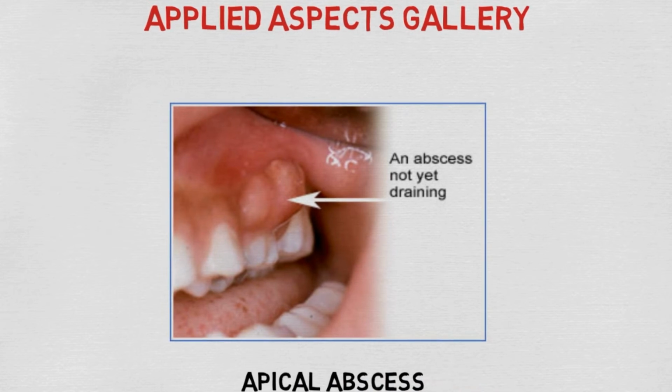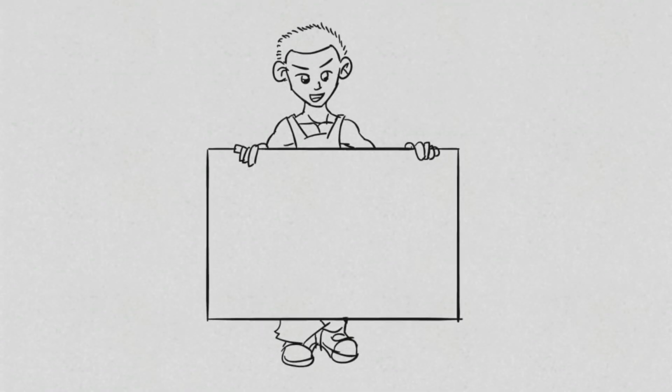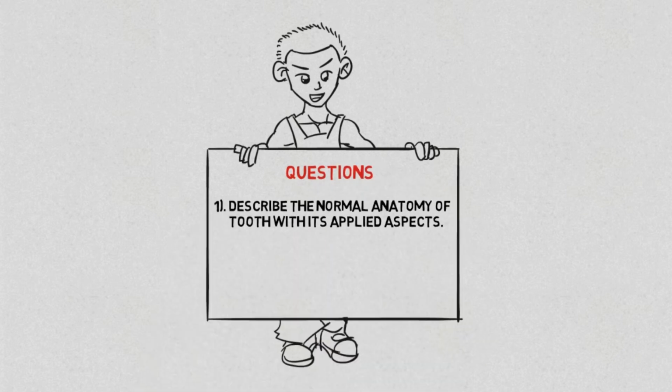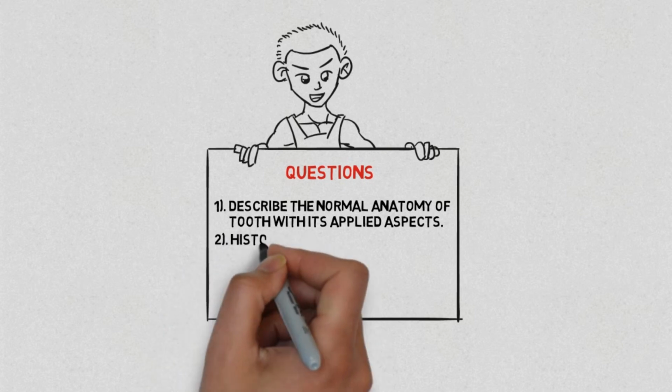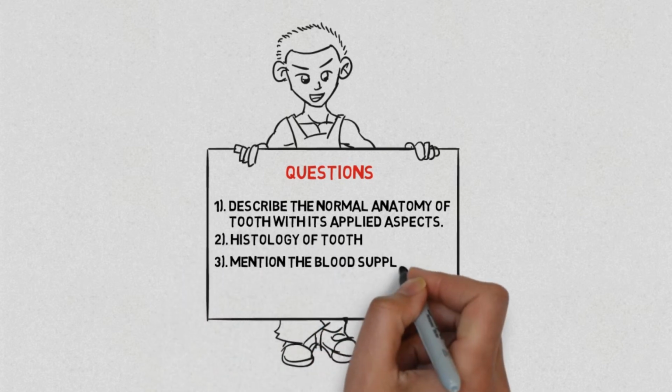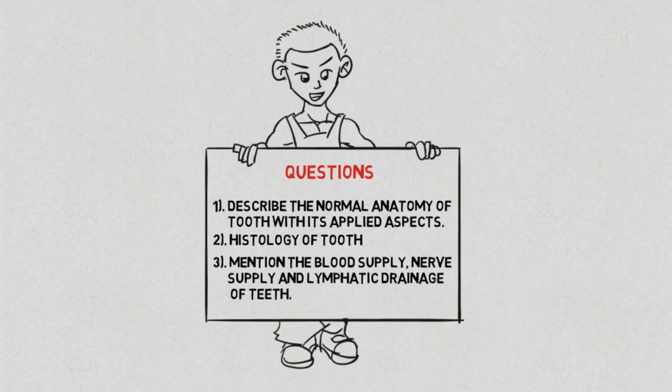Now let's talk about the questions which may be asked in the exam related to this topic. The questions are: number 1, describe the normal anatomy of the tooth with its applied aspects. Number 2, what is the histology of the tooth? Number 3, mention the blood supply, nerve supply and lymphatic drainage of teeth.